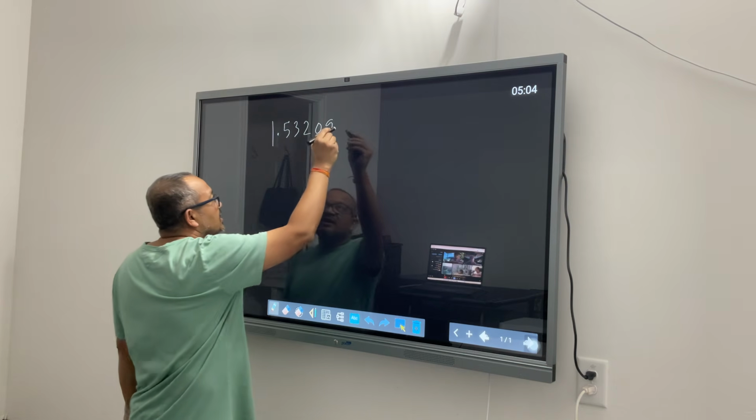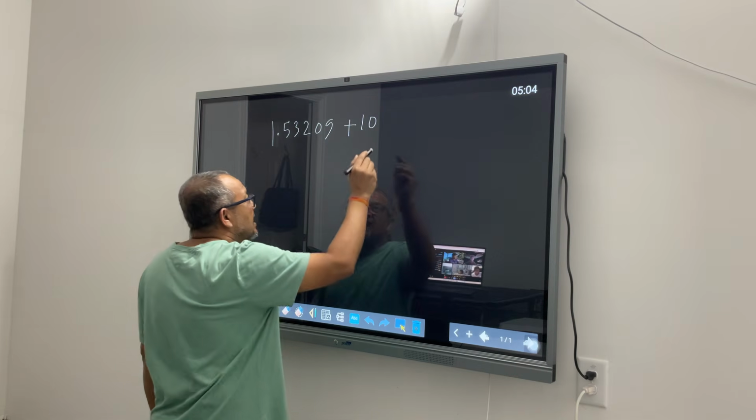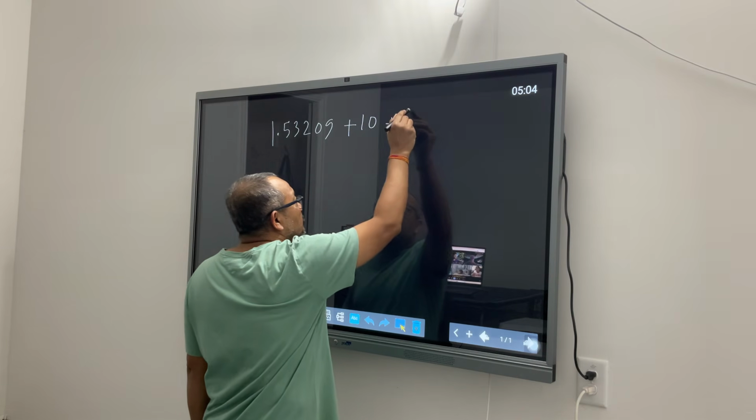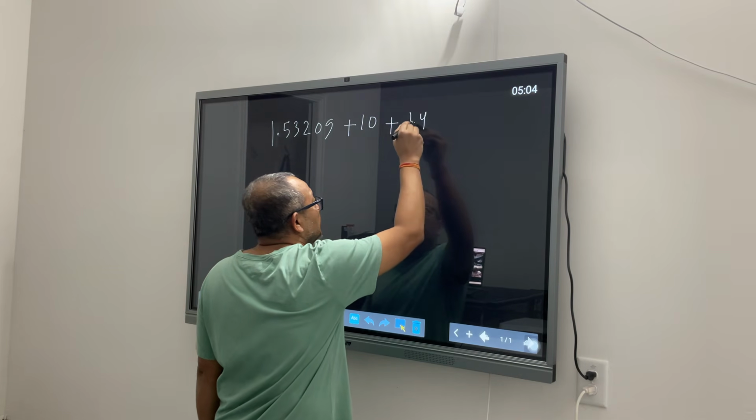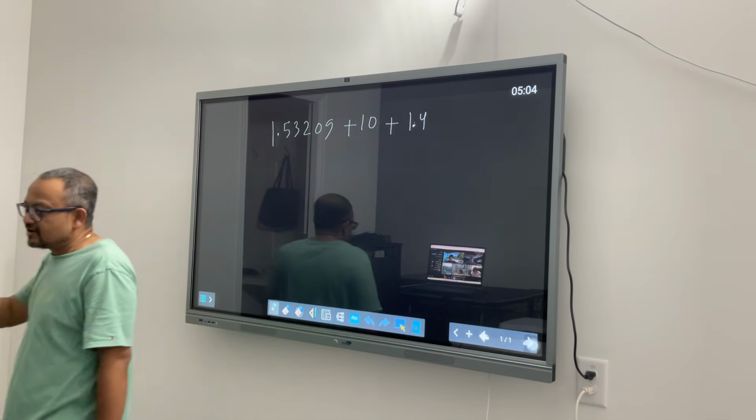I have 1.53209. I want to add 10 to that and also add another 1.4 to it. So these three numbers I want to add.